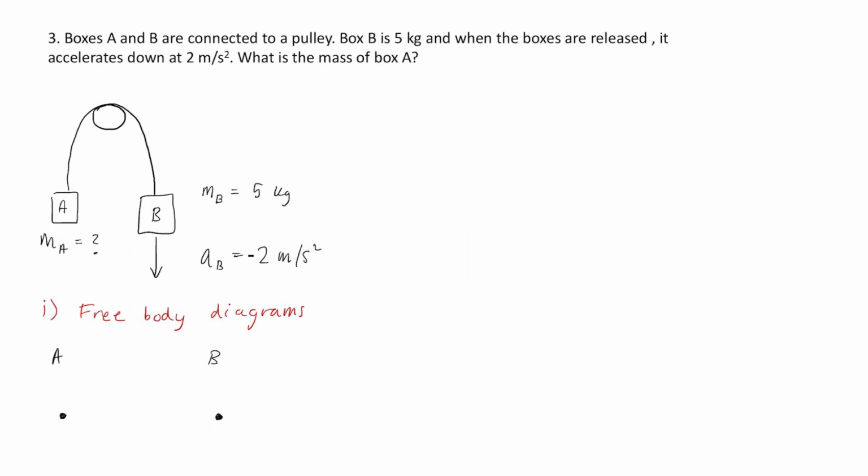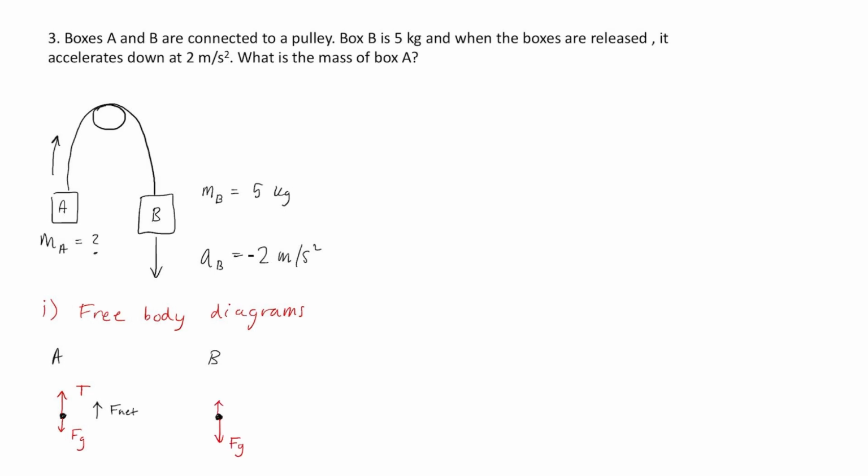For box A, we know the force of gravity is pushing down on it, and the tension force from the rope is pulling back up on it. And we know that the net force will be directed up. I know this because when the boxes are released, box A is going to be pulled up, so it will accelerate up. Now let's look at box B.